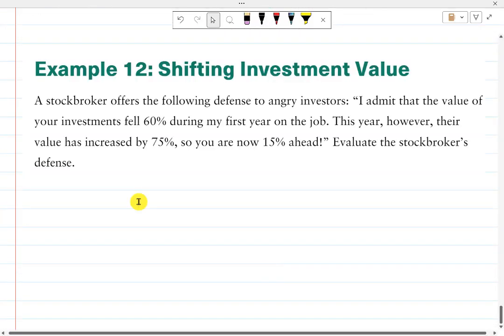In this problem, we're just trying to figure out if the stockbroker is telling us the truth or not. He says, "I admit that the value of your investments fell 60% during the first year on the job. However, this year the value has increased by 75%. So you are now 15% ahead." Let's evaluate the idea. So let's start with $100.